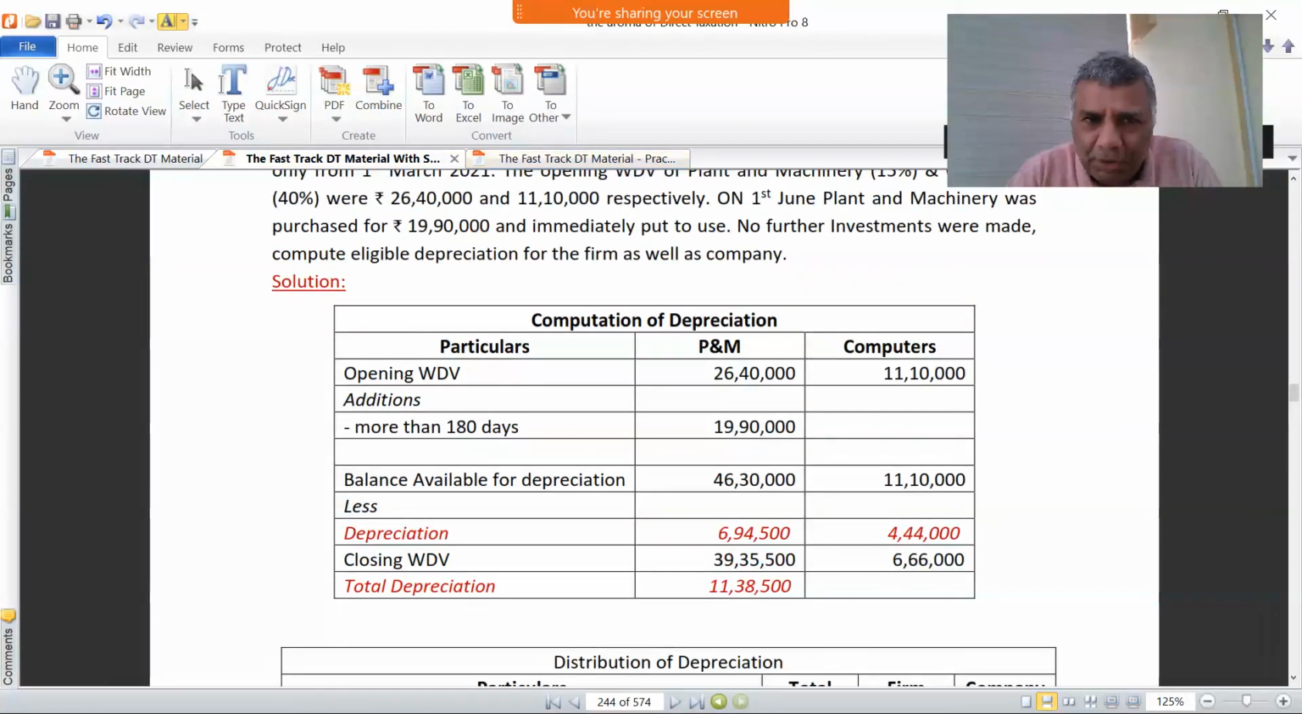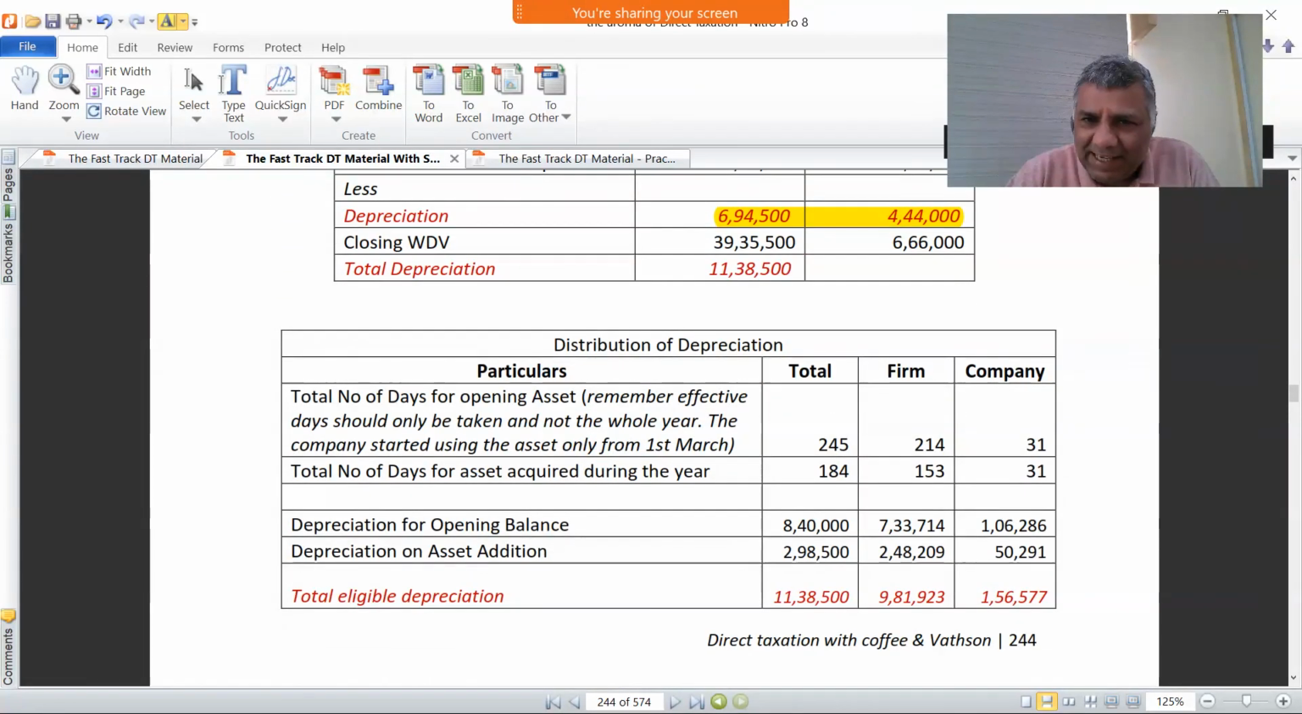So I computed depreciation in the normal working methodology. While computing distribution, you can see total number of days. Remember, effective days should only be taken and not the whole year. The company started using it only from 1st March. So 214 days for firm, I told you how, 31 days for company. For asset purchased, June, July, August, September, October, 153, 184. That is how we have distributed.